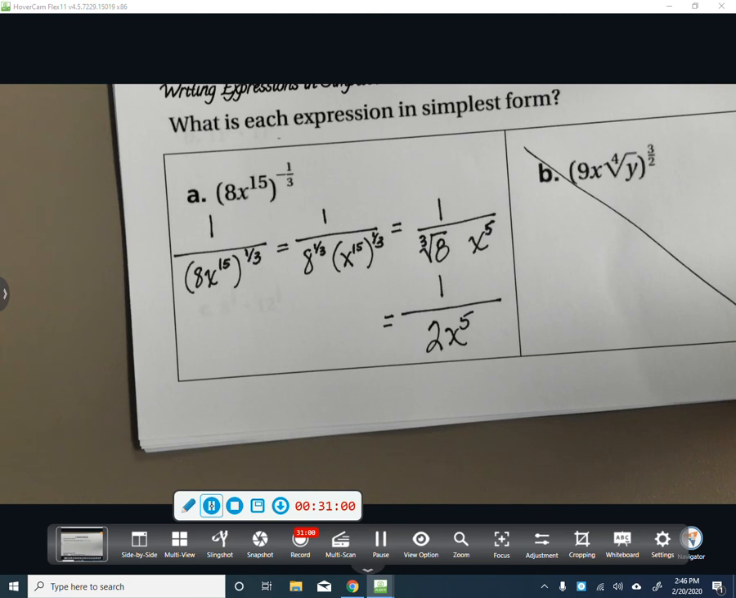Make sure you glue this in. We will have Pearson 9-4 to go along with it.